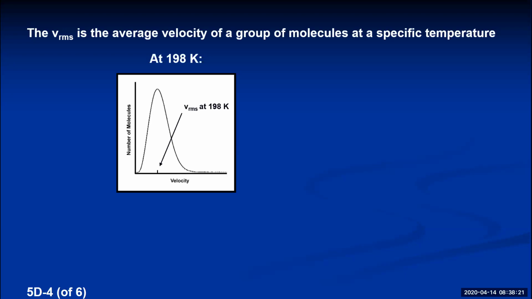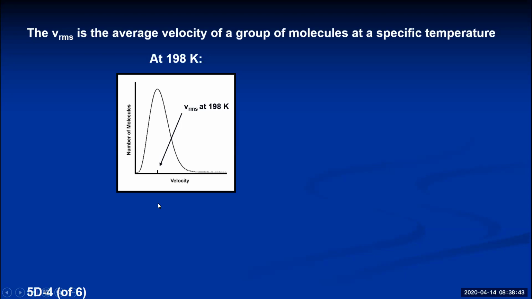So with molecules at a particular temperature, there are a small number of molecules, so the graph doesn't get very high over here, with low velocities. There'll be a small number of molecules with high velocities, but there'll be a lot of molecules with velocities right around the root mean square value.